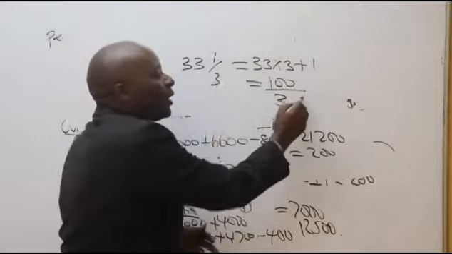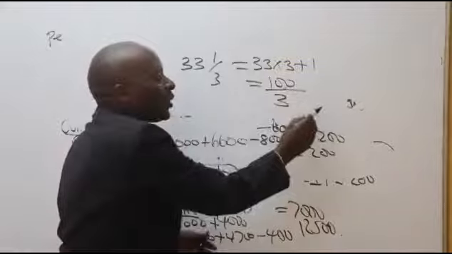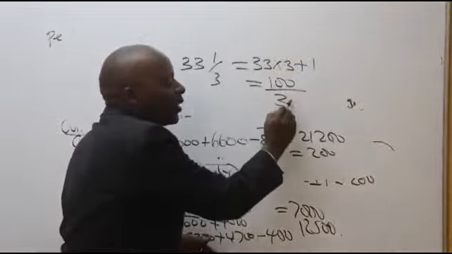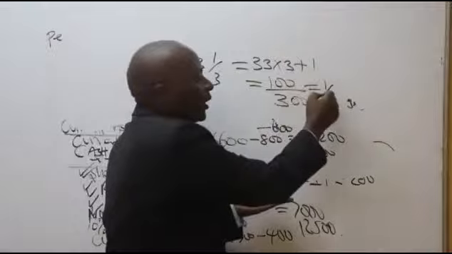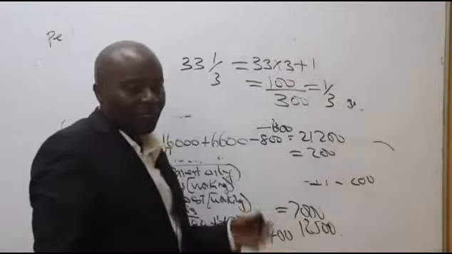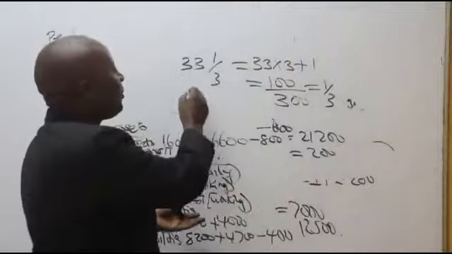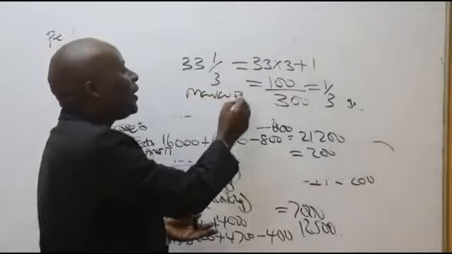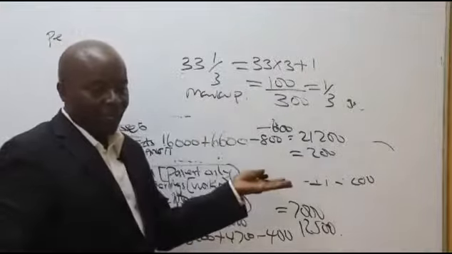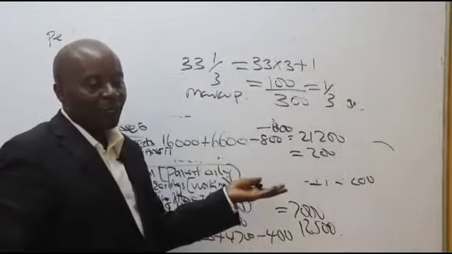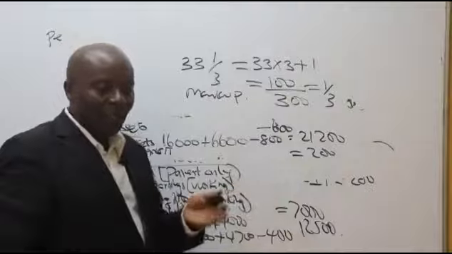And then because they're using the percentage, it will be 100 over 300, which will be the same as a third. And the moment you tell me that this is your markup, then I will easily give you the margin. Have I answered you, Crispin?